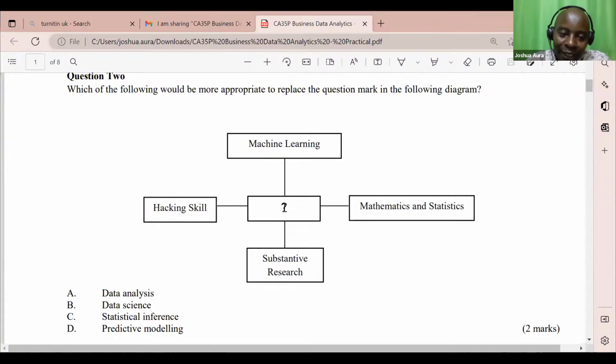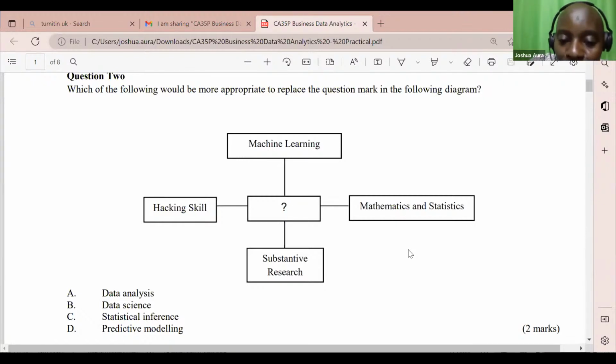Is that a description of data analysis? Is it a description of data science? Is it statistical inference, which is about statistics? So C, I'll eliminate C. Predictive modeling, I can't see it very well, but of course I'd also mentioned something to do with predict. So it can't be. So it is between A and B.